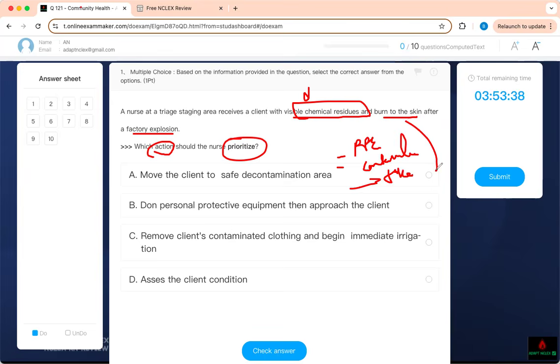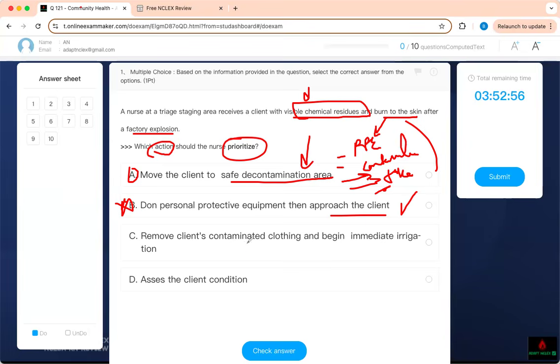You always want to protect yourself as much as possible. Unless the patient is dying in front of you, you still have to wear PPE and start assessing them. But when you want to assess them, you take them to the decontamination area, and while you're removing their clothes, you're assessing them. But this patient, I tell you, you just walk in. So the first thing to get closer to the patient is to wear PPE. Moving the client to the safe, decontaminated area is a good idea, but that's the second step. Donning personal protective equipment, then approaching the patient is much better. If this answer is not there, then taking the patient to the decontamination area is the best.